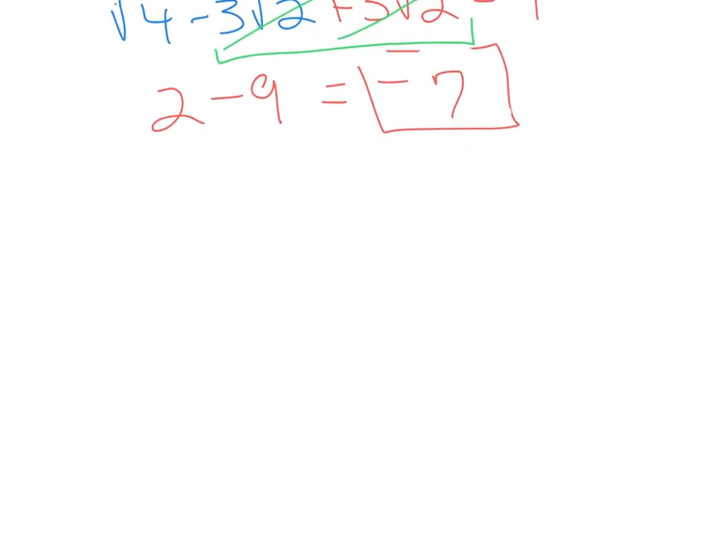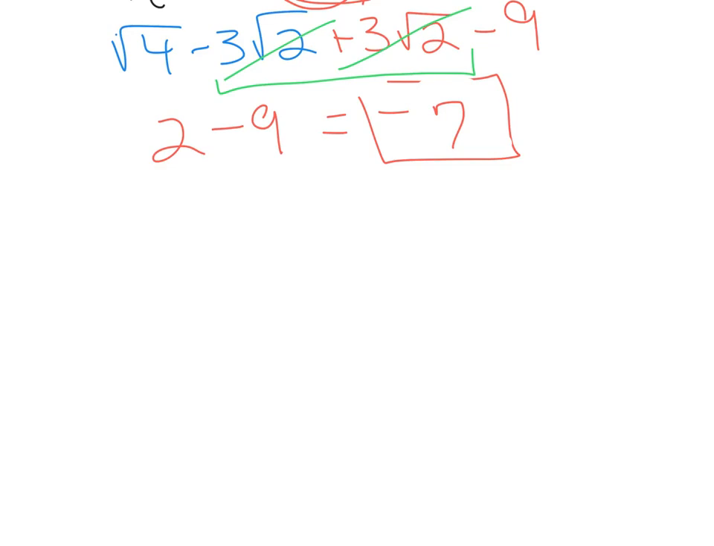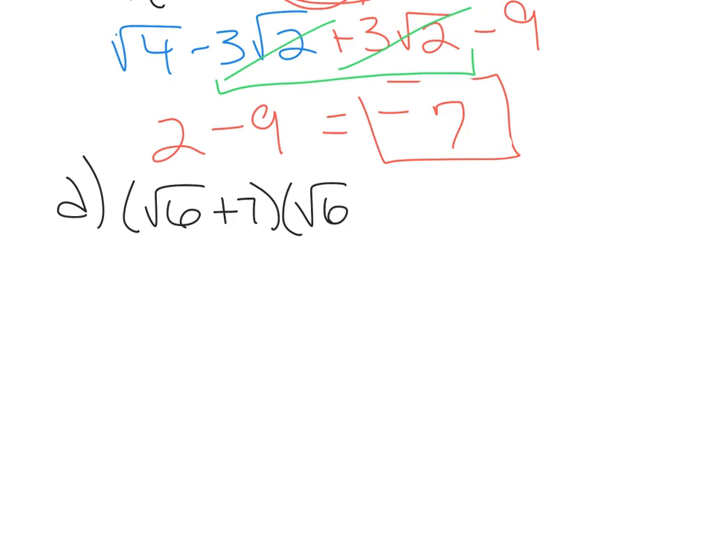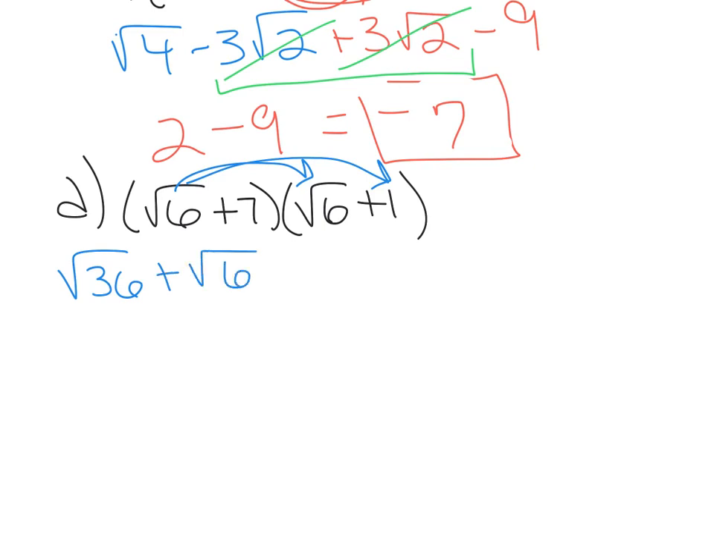Okay, letter D. We're still working on example 3, page 193. The square root of 6 plus 7 times the square root of 6 plus 1. All right, square root of 6 times the square root of 6 makes a square root of 36. Square root of 6 times 1 is a square root of 6. 7 times the square root of 6, 7 on the outside, square root of 6 on the inside. They don't mix together. Keep the coefficients outside, the radicals inside, and 7 times 1.